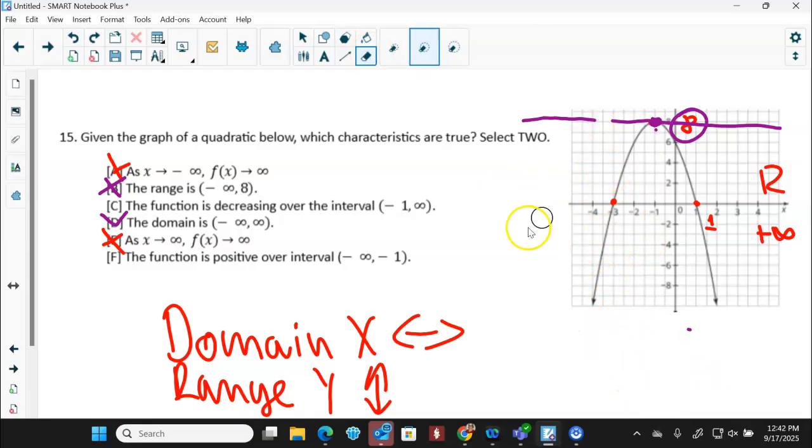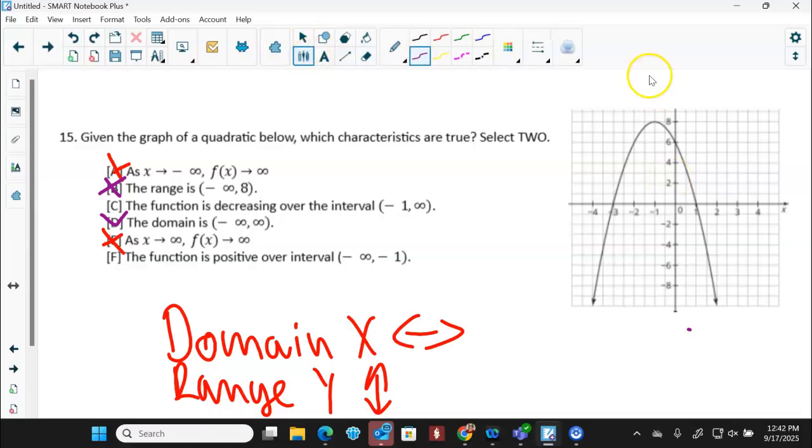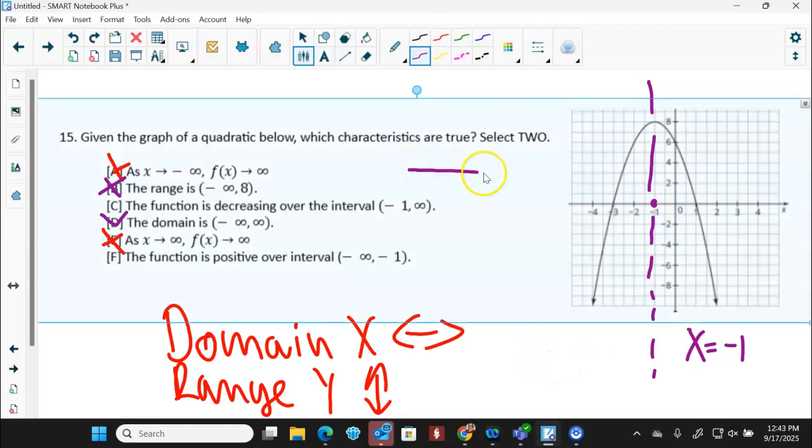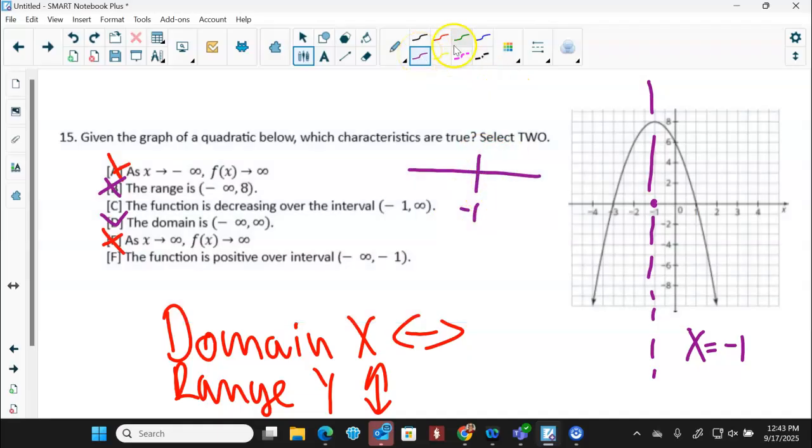Now moving on to decrease and increase. Once again, decrease and increase are based on the axis of symmetry. We are going to find the axis of symmetry, which is the middle of the graph. The axis of symmetry looks like it's at -1, okay? So if I put it on the number line, I have -1 here. This is my axis of symmetry. That means on the left side of the graph, I am traveling up. After the axis of symmetry, I am traveling down.